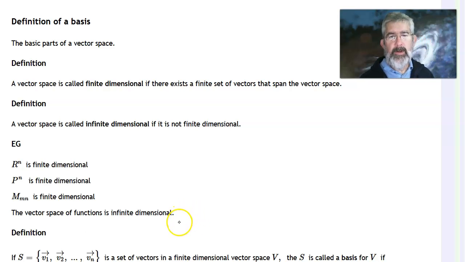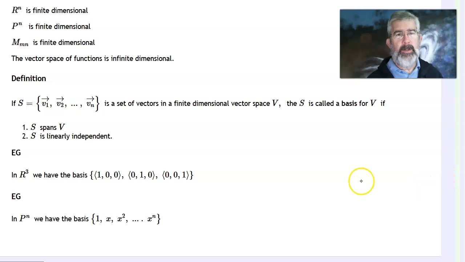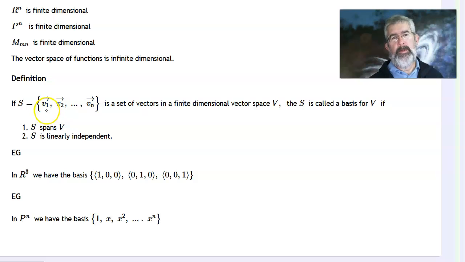All right. Now, I think we're ready for this definition. We say, let's slide it all the way up here. We say that if you've got a set S, which is composed of vectors v1, v2, up to vn, a set of vectors in a finite dimensional vector space V, then S is called a basis if two things happen. One, S has to be a spanning set for V, and two, S has to be linearly independent. So this puts together the two most recent concepts we've dealt with, linear independence and spanning.